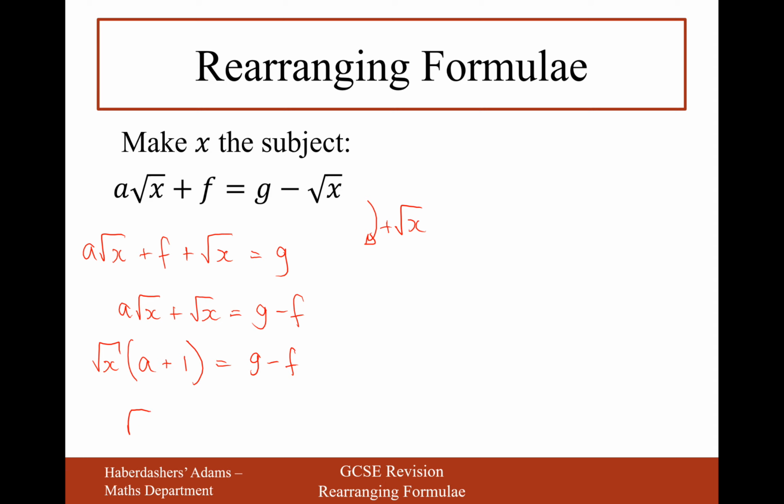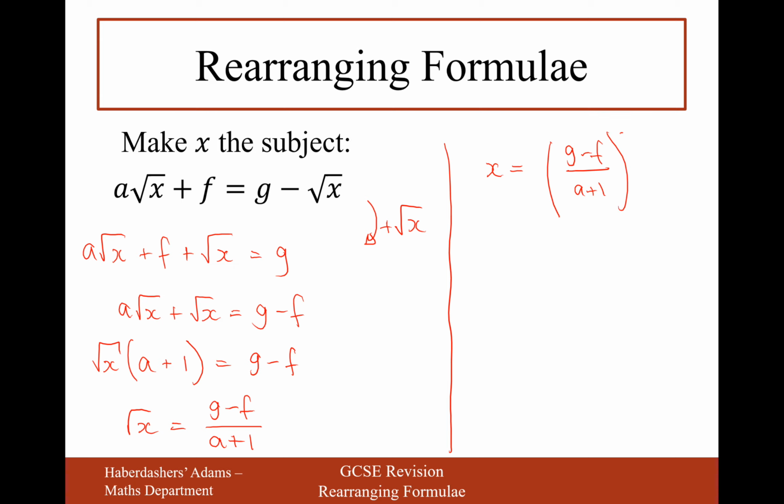Next thing I need to do is divide by what's in the bracket, so it'd be g minus f over a plus 1. And the final thing I need to do is get rid of this square root, so I will now square both sides, and that's just putting a big bracket around it and then squaring the fraction like that. And there we are, that's the answer to this question.